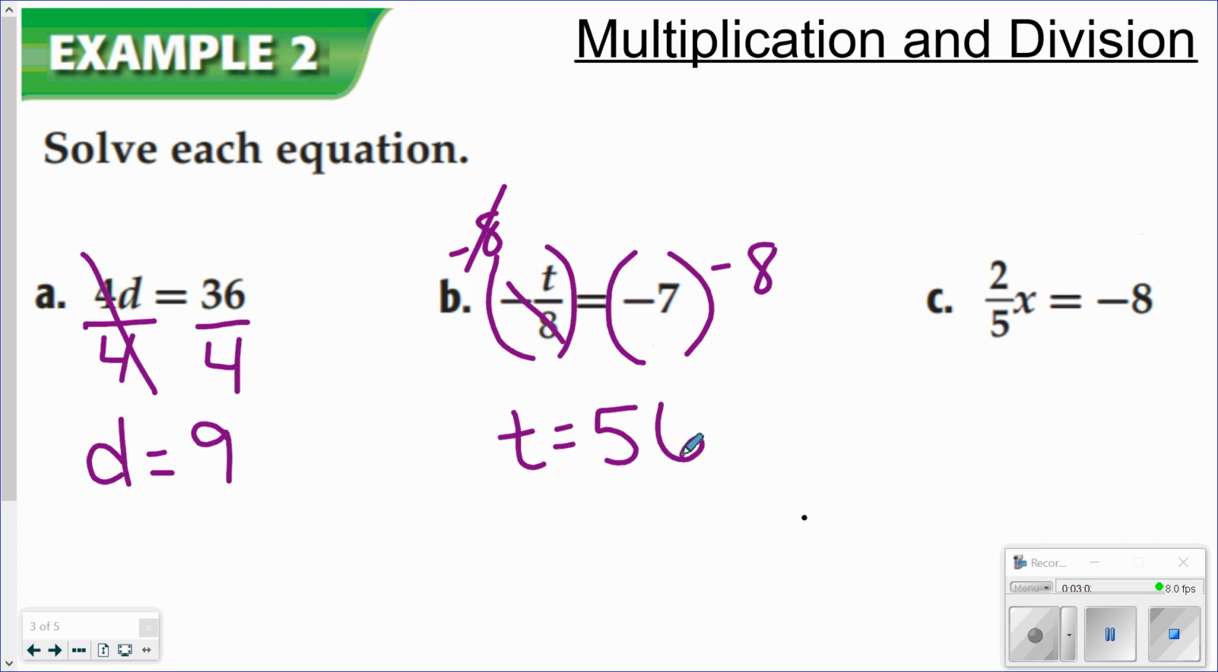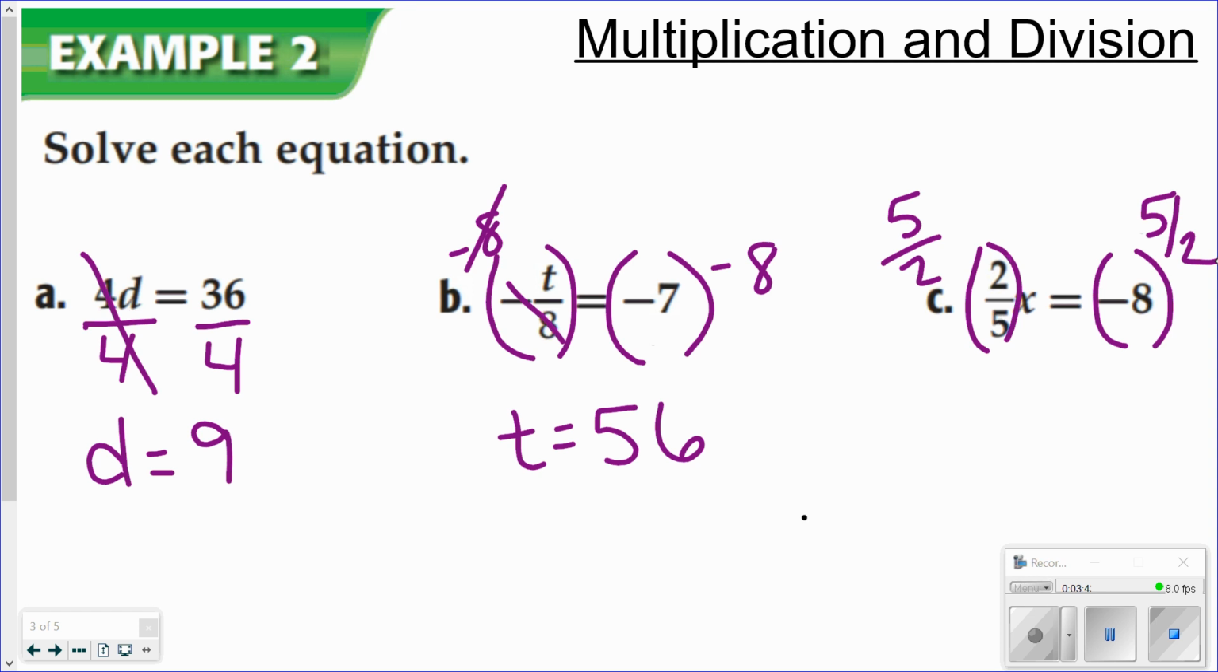For the last problem here, I have 2/5 x is equal to negative 8. There are two things you could do here. The first way is that you could actually divide both sides by 2/5. So if you want to do negative 8 divided by 2/5, you will get your answer. A way that I would prefer is I'm going to multiply each side by the reciprocal. Remember, multiplying by the reciprocal is going to get rid of fractions. Well, what is the reciprocal of 2/5? It's going to be 5 over 2, or 5/2.